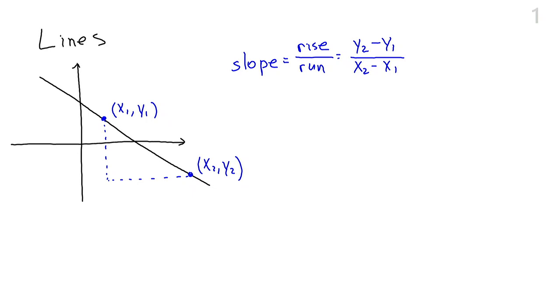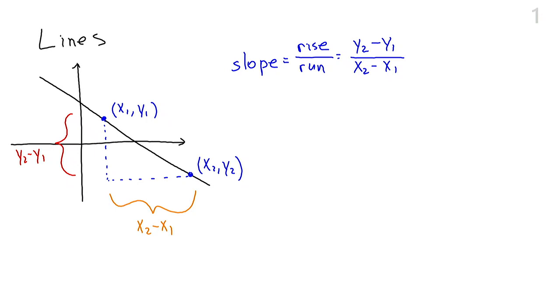So this vertical distance, the rise, this vertical distance is the difference of the y coordinates. It doesn't matter what you choose to be your first point and what you choose to be your second point. And the horizontal distance is the difference of the x coordinates, the distance between x2 and x1. And this gives you the slope, and then the equation of a line can be written down in several formats.